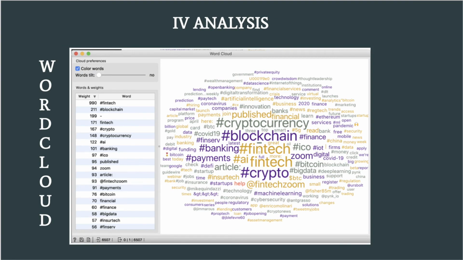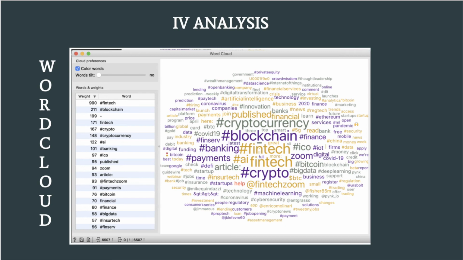The next one is the analysis of the results that have been processed through the Orange app. The first one is the word cloud, and as you can see there is the picture of the word cloud. The word cloud serves to display words that often appear in tweets about a topic that we choose, which is hashtag fintech.